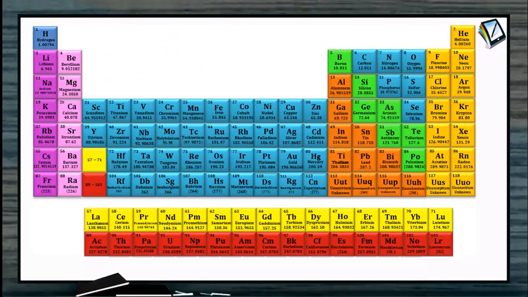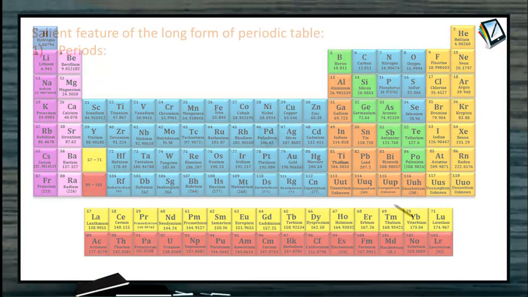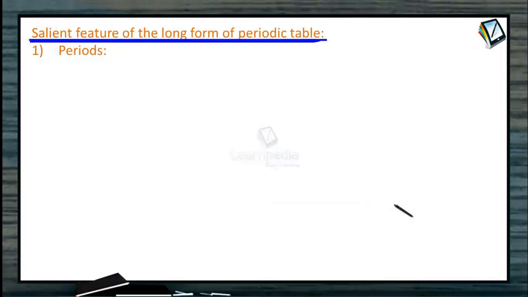So before discussing the main points of the modern periodic table, you just observe the outline of the periodic table. So how it looks like. Because if you have a good grip on the periodic table, you can answer many of the questions of this particular chapter. Just have a look for 10 to 15 seconds. Let us now discuss the main features of the long form of the periodic table.